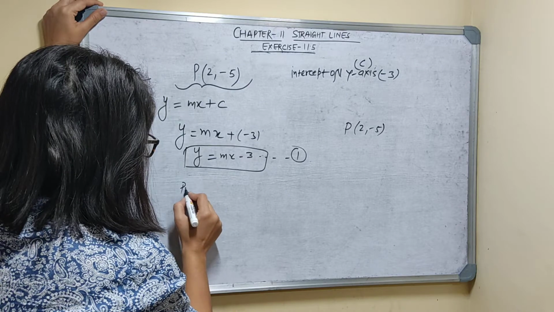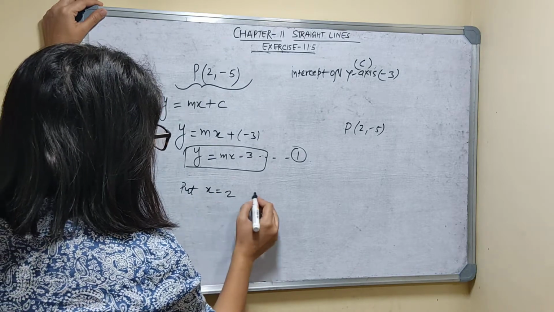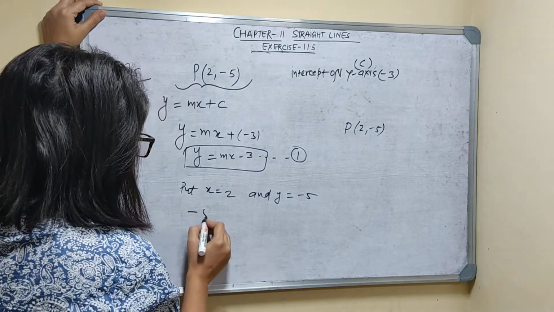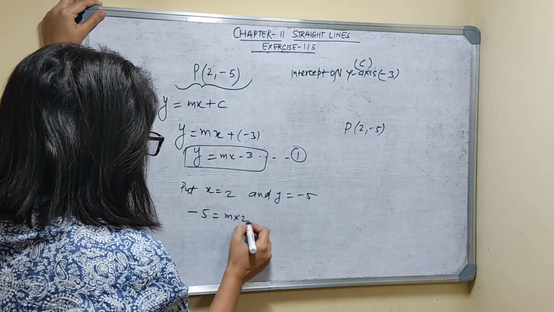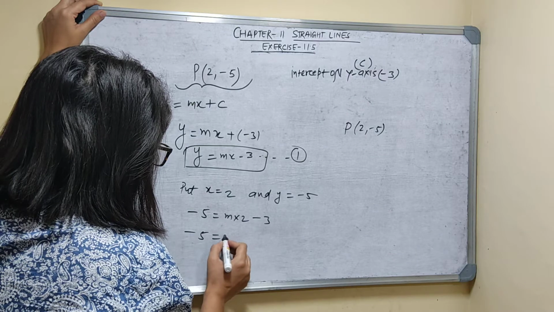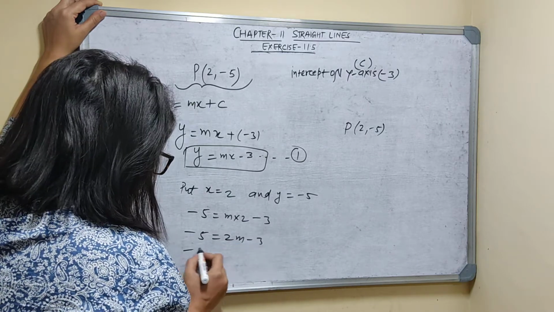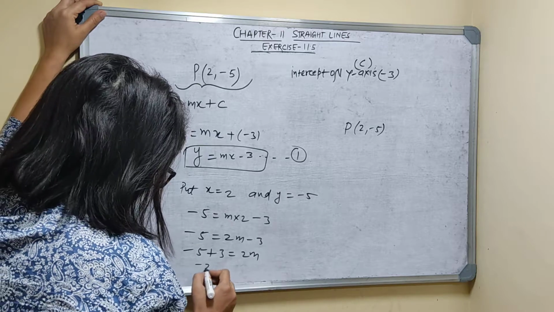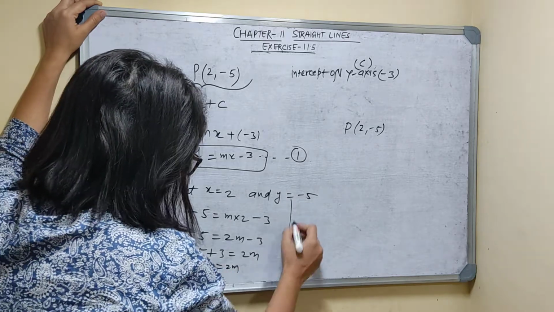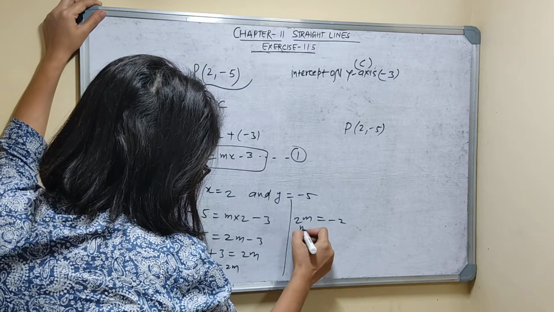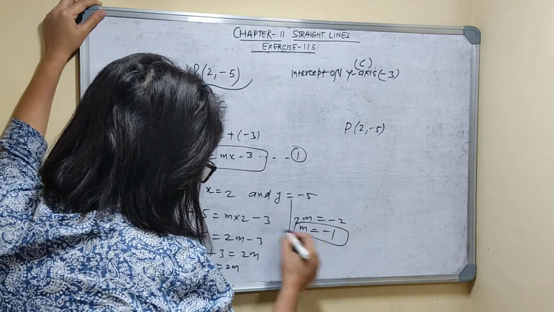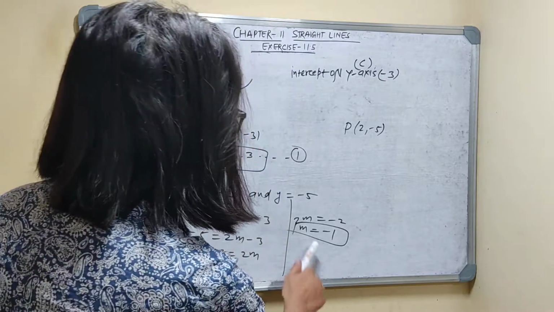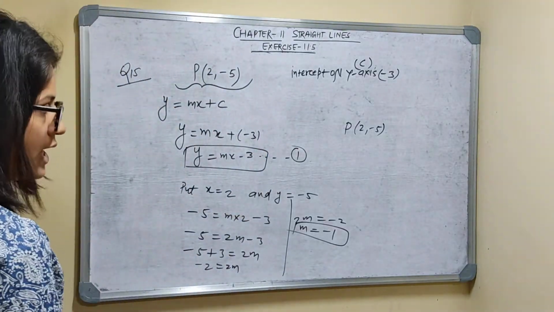So put x is equal to 2 and y is equal to minus 5 in equation number 1. So you will get minus 5 is equal to m into 2 minus 3. So minus 5 is equal to 2m minus 3. Minus 5 plus 3 is equal to 2m; this minus 3 will go to this side. So minus 2 is equal to 2m, or 2m is equal to minus 2, m is equal to minus 2 by 2, that is minus 1. So you got m is equal to minus 1.